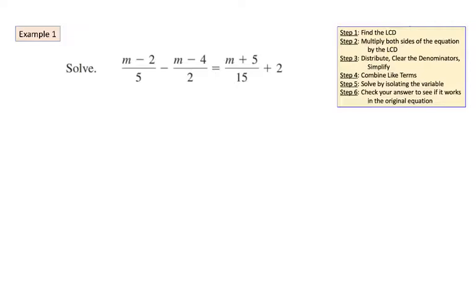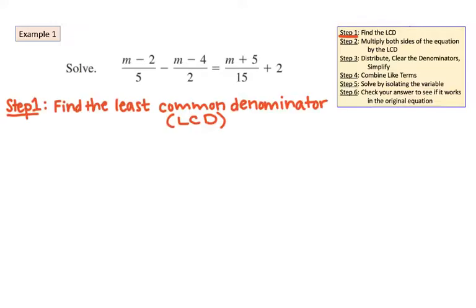So the first step is we're going to look at the bottom of the fraction, that's called the denominators, and we're going to try to find a least common denominator. So how do we do that? Let's look at the three different denominators we have. We have a 5, we have a 2, and we have a 15. Let's look at those numbers.